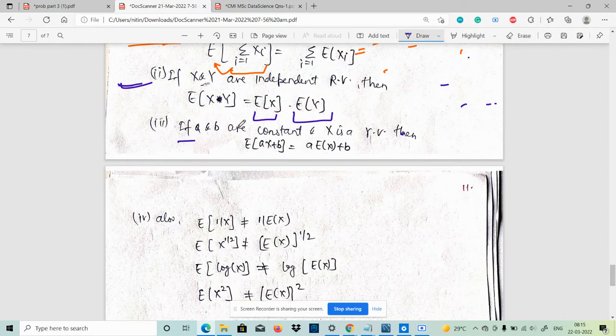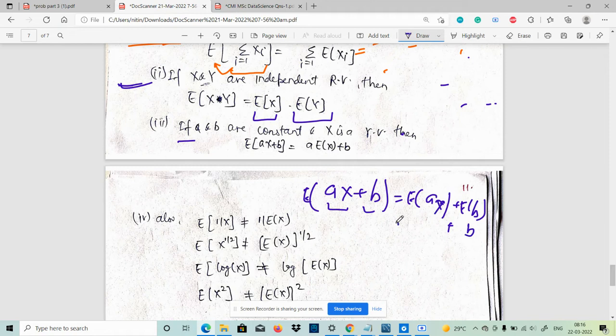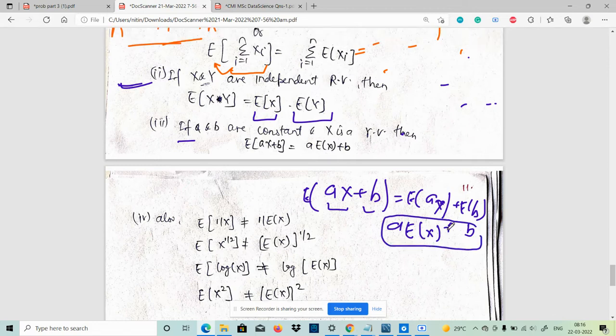Obviously, the third property is about, let's say you want to find the expectation of aX plus b, where X is a random variable, a is a constant, and b is also a constant. In that particular case, the expectation is going to break. This will be the expectation of aX plus the expectation of b. Any constant does not have any expectation; it's going to be the same number. And for a random variable, you need to put the constant outside of the expectation and find the expectation of X only. So this is going to be a into the expectation of X plus b.